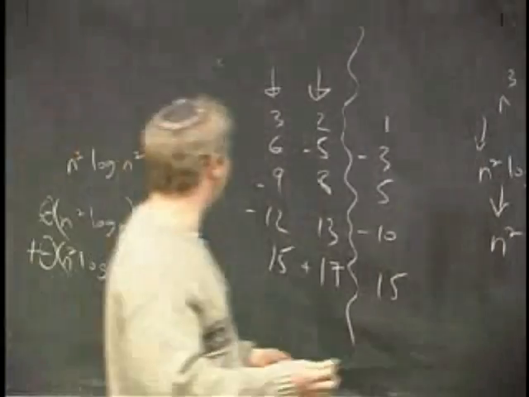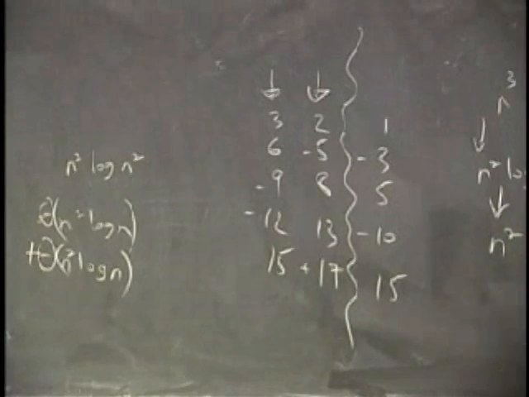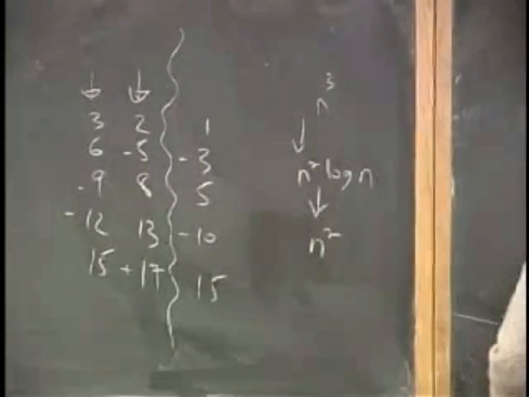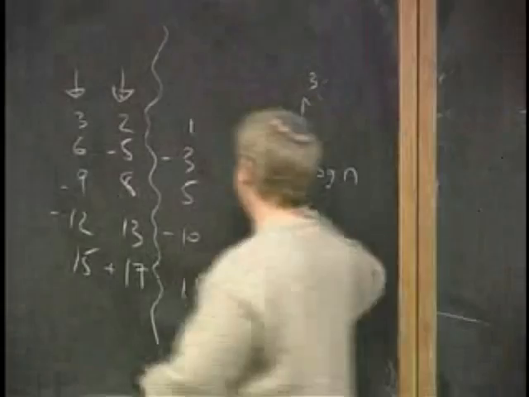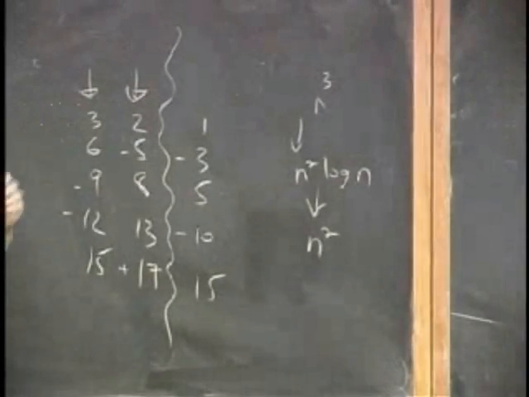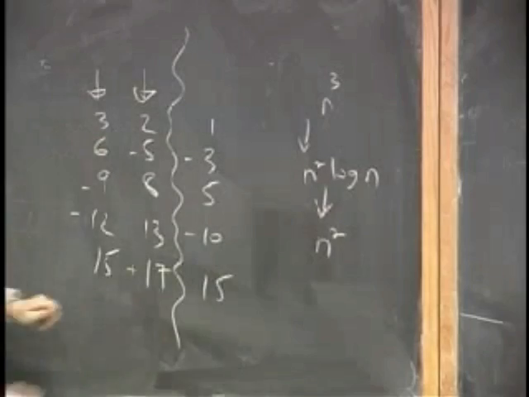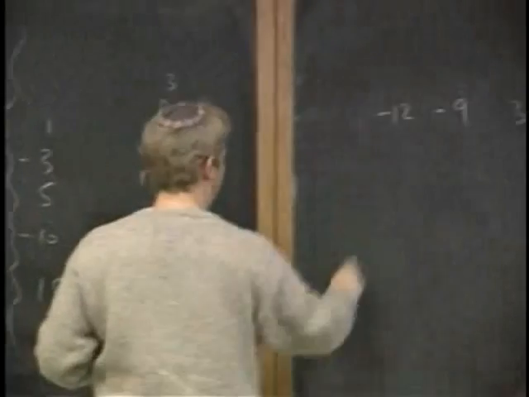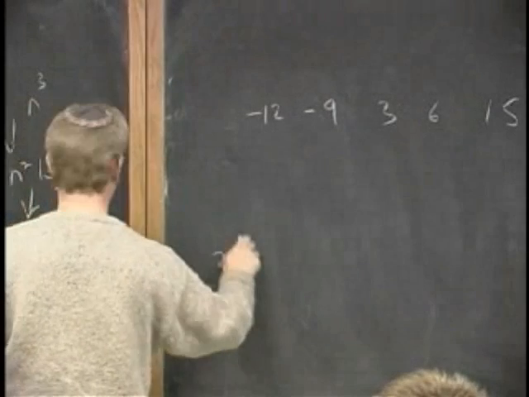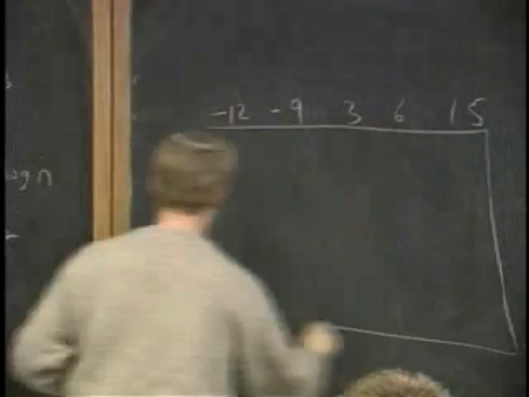So let's list them in order. Let's do this one first. I get minus 12, minus 9, 3, 6, 15. Thanks. And let's list the other one. I'm going to list the other one along this way so we can do the adding in a big table. And I got minus 5, 2, 8, 13. I'm going to list these backwards because it'll help us. Minus 5, 2, 8, 13, 17. And now let's look at this.